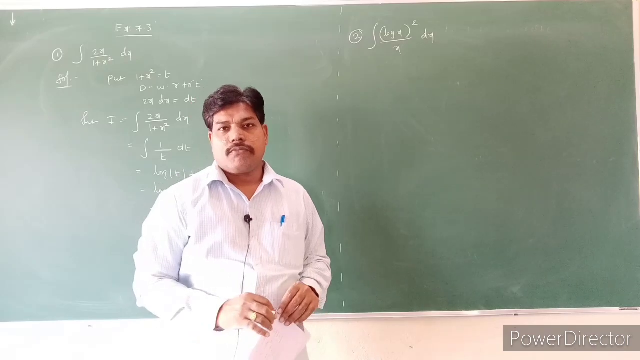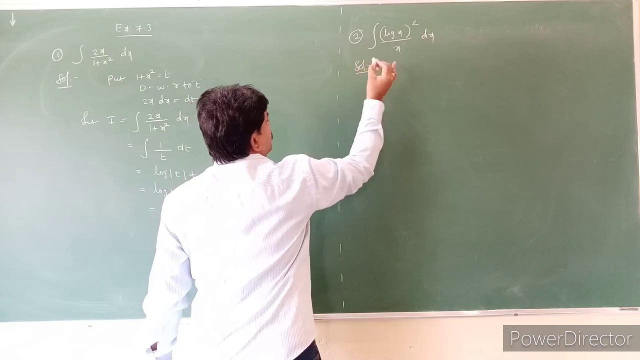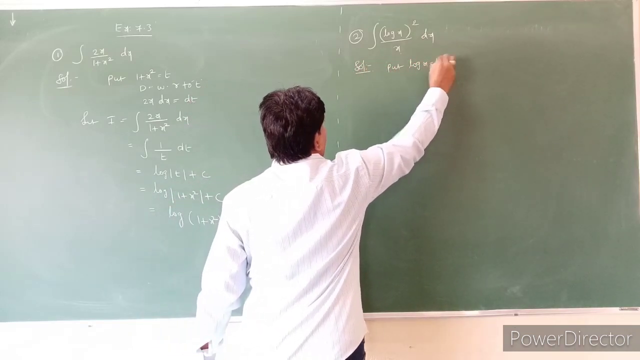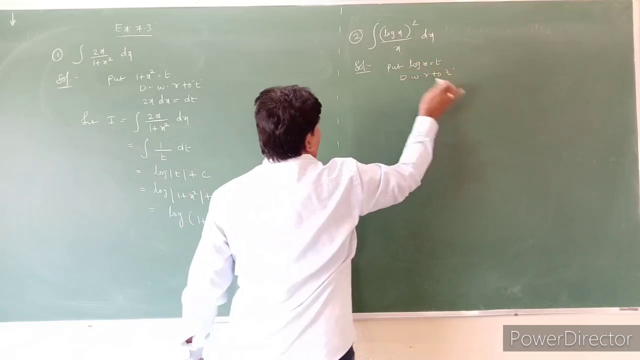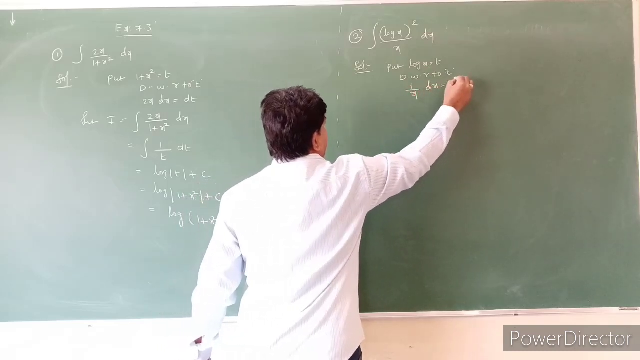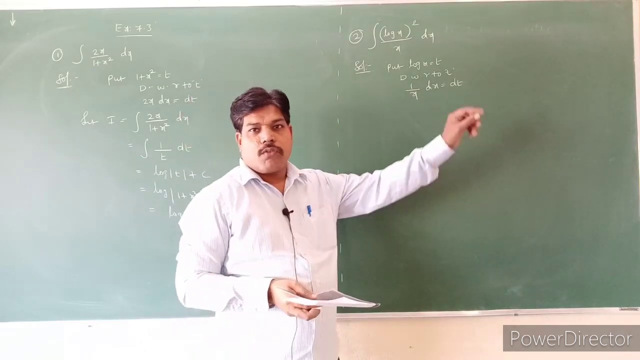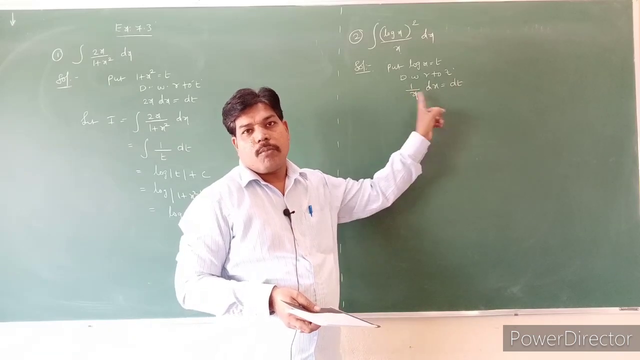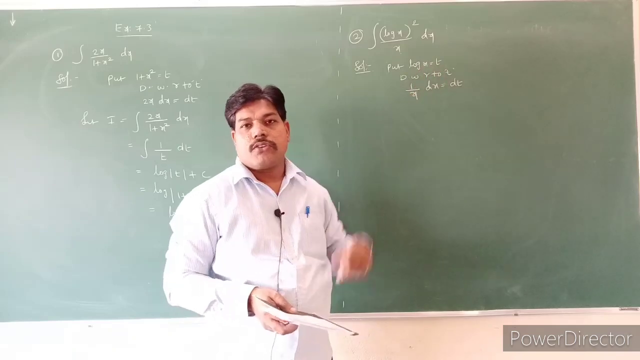So what we have to do for this question is, see, students, I will put log x is equal to t. Then differentiate with respect to t. What happens? The derivative of log x is 1 by x into dx is equal to dt. So you can understand why I am taking log x as t. 1 by x into dx is involved in the given integration. That's why I am taking log x is equal to t.